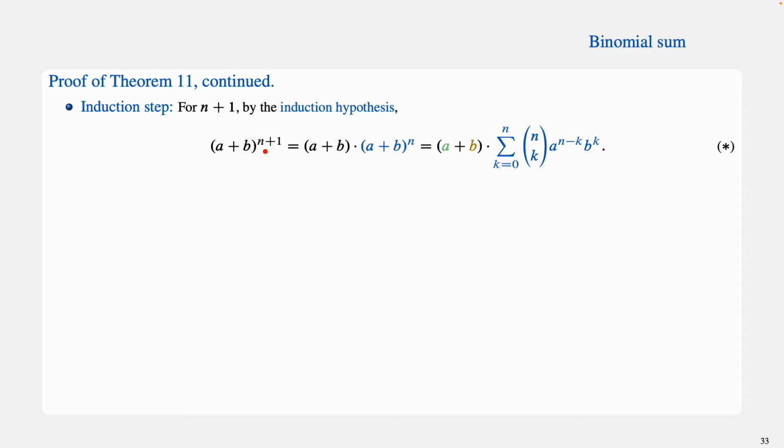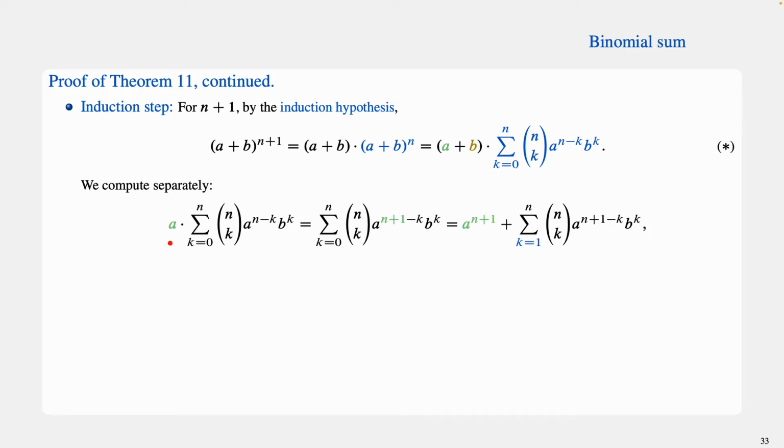So we look at a plus b to the power of n plus 1, and we can factor this into a plus b times a plus b to the power of n. And to this part, we can apply the induction hypothesis. So we can replace this expression here by the binomial sum up to n. So we have a plus b here times the binomial sum from k equal to 0 up to n. And this formula I denote with a star. And now I use different colors for the two summands here because I will compute a times this expression and b times this expression separately.